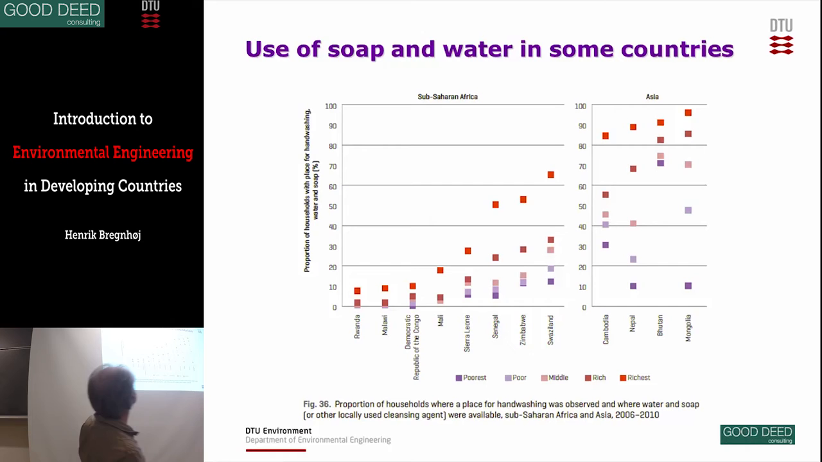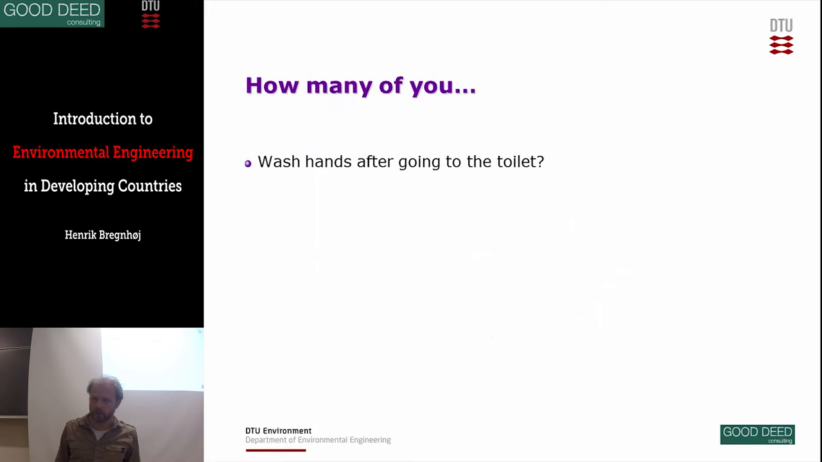So you can see a lot of those are, even for the richest people, a lot below 50% of the people washing hands. So it sounds very poor. There's a reason it's difficult to give a precise number, because it depends on when you're washing hands.